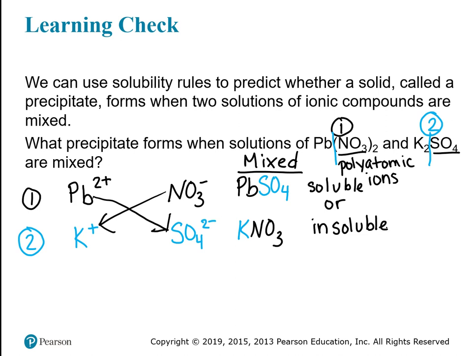Now I don't have the chart up here because I needed the space to write. But the chart says sulfates are usually soluble except when there's lead involved. So that means that this lead sulfate is actually going to be a precipitate, okay, a solid that forms.